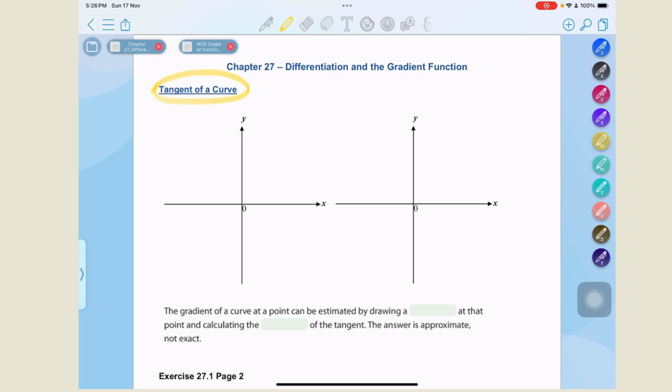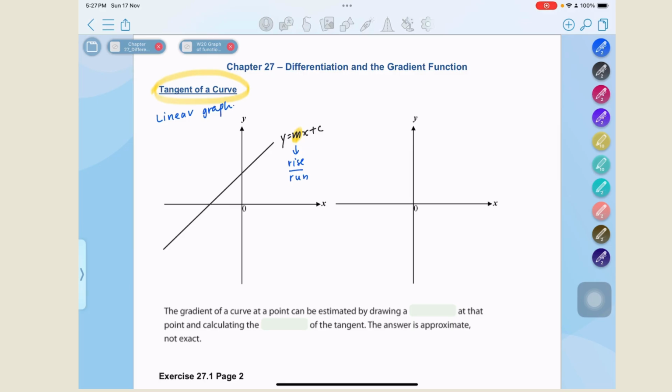Before we start tangent of the curve, let me ask you, for a linear graph, what we know, we can straight away use straight line functions, y = mx + c, whereby your m can be determined by finding the rise over run, and the gradient is always uniform.